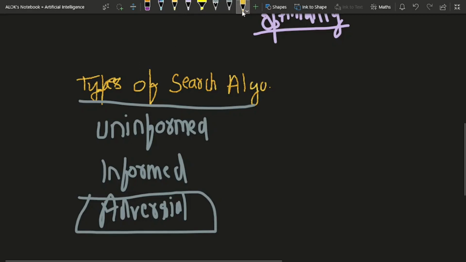But first, from the next video, we'll be starting with uninformed search. We'll be covering the types of uninformed search algorithms. After that, we'll be moving on to informed search, and later we'll be moving on to adversarial search. So this was the entire roadmap of our search algorithm journey. So this was all about the introduction.